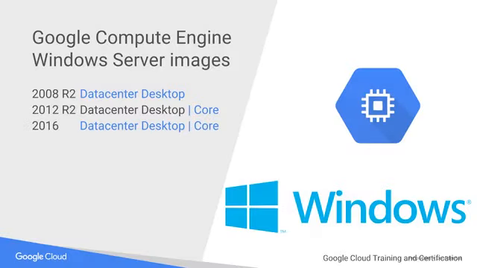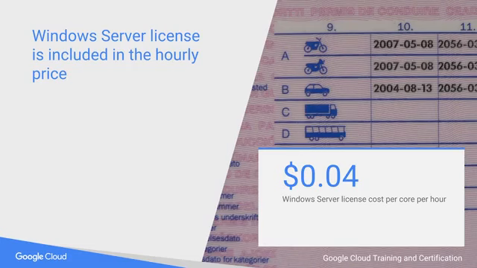At the time this slide was presented, Google's Windows Server images include Windows Server 2008 R2, 2012 R2, and 2016, with both desktop and core versions. The price for the virtual machines provisioned on Google Compute Engine includes the Windows Server license. This costs 4 cents per core per hour. This is prorated per minute, with a minimum of 10 minutes, just like Compute Engine's own hardware billing.